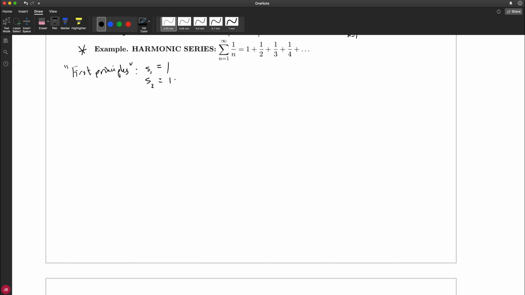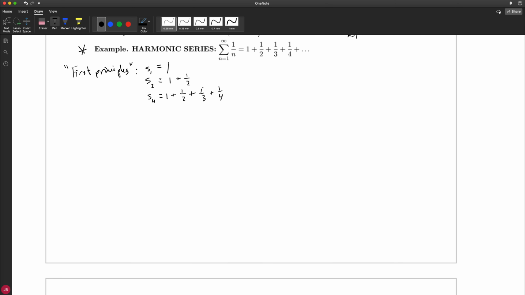Well, it's 1 plus 1/2, right? You take the old value and then add to it, plug in the next integer. All right, now I'm going to do something a little cheeky here. I'm going to skip S3 and go straight to S4. Well, S4 is the sum of the first 4 numbers, so starting with n equals 1, I get 1 plus 1/2 plus 1/3 plus 1/4, right?